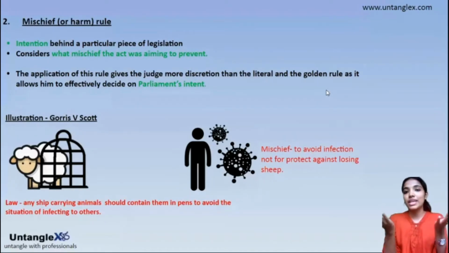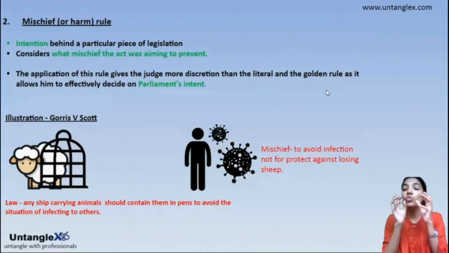Obviously he will be sad that his sheep has gone in the water. So he went to the court and applied for a case, saying that according to the Contagious Disease Act rule, the sheep must be caged, and the shipman, the person on the ship, did not cage them. That's why my sheep went off.